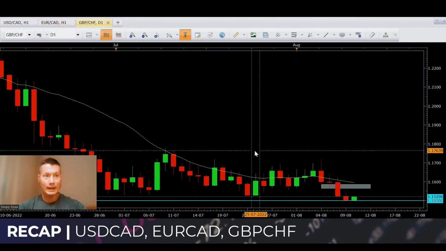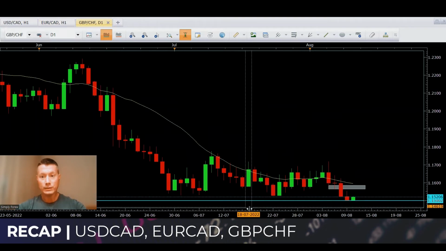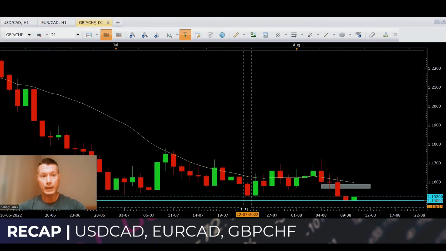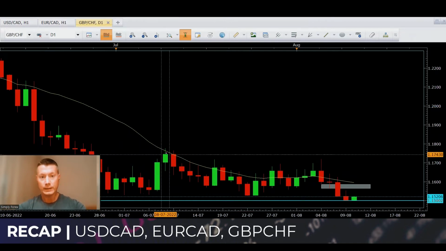Right, the third and final trade was this. This was the pound against the Swiss franc. Okay, so we were looking to short this pair. So price was in a downtrend. Okay, so we had higher lows, lower lows, lower highs, sorry, lower lows, and then price has just been ranging really.